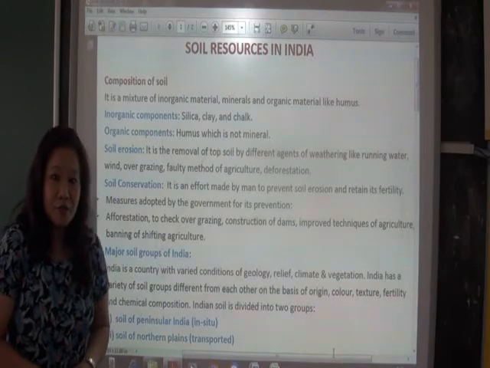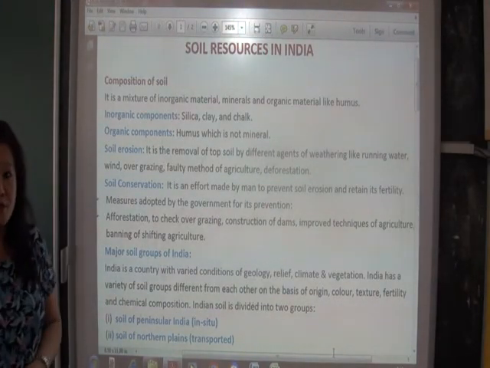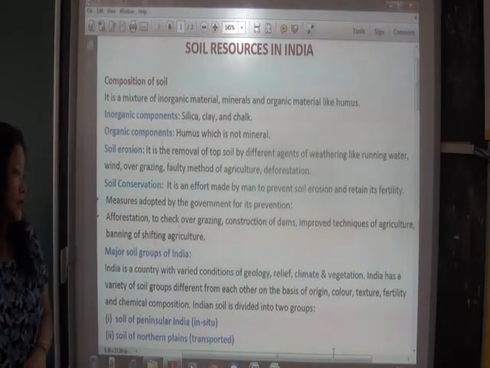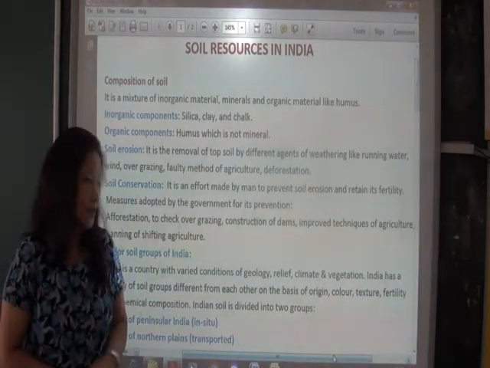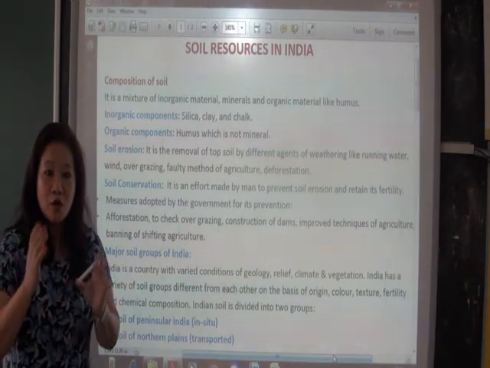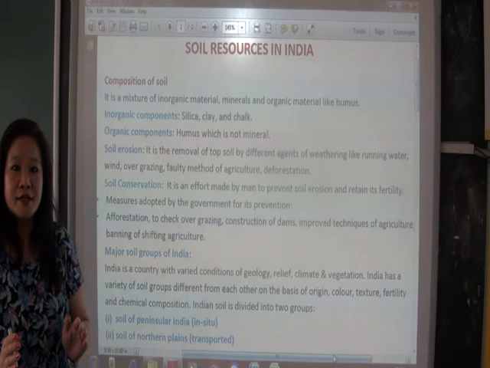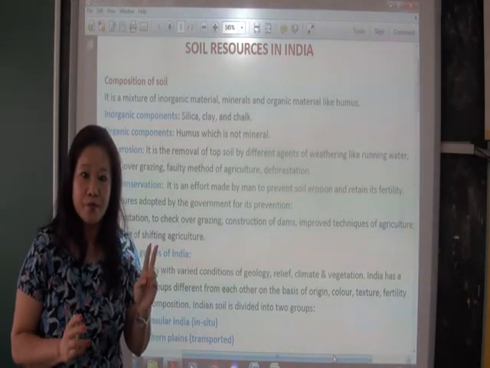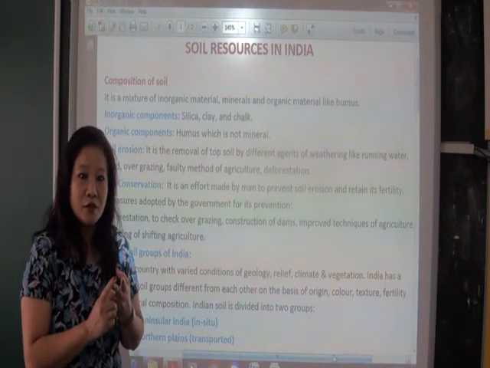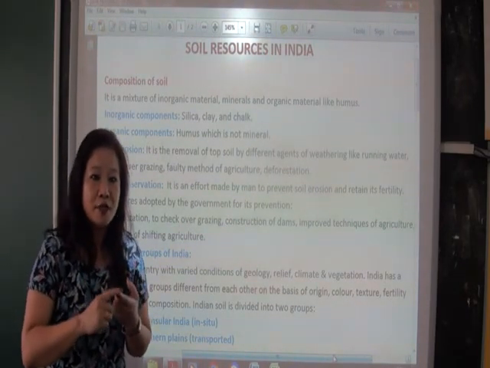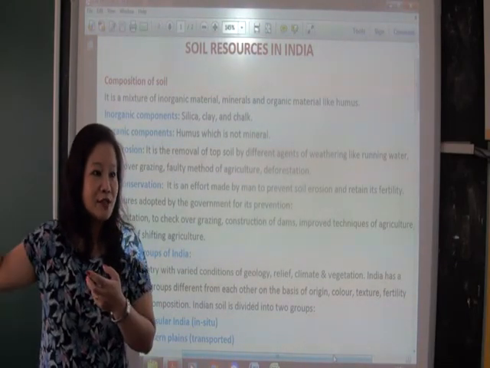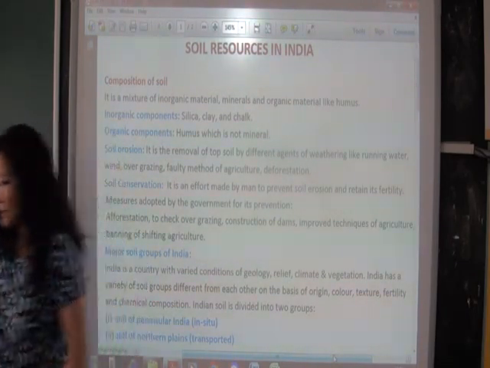Now we move to another part of it, that is major soil groups of India. Now basically if you look at it, India is a country with varied conditions of geology, relief, climate, vegetation, and depending on that, Indian soil is divided into two groups. It is divided into two groups. Soil of the northern plains and soil of peninsular India, right? So soils of the northern plains, I'm just going to write it down for you over here, right?